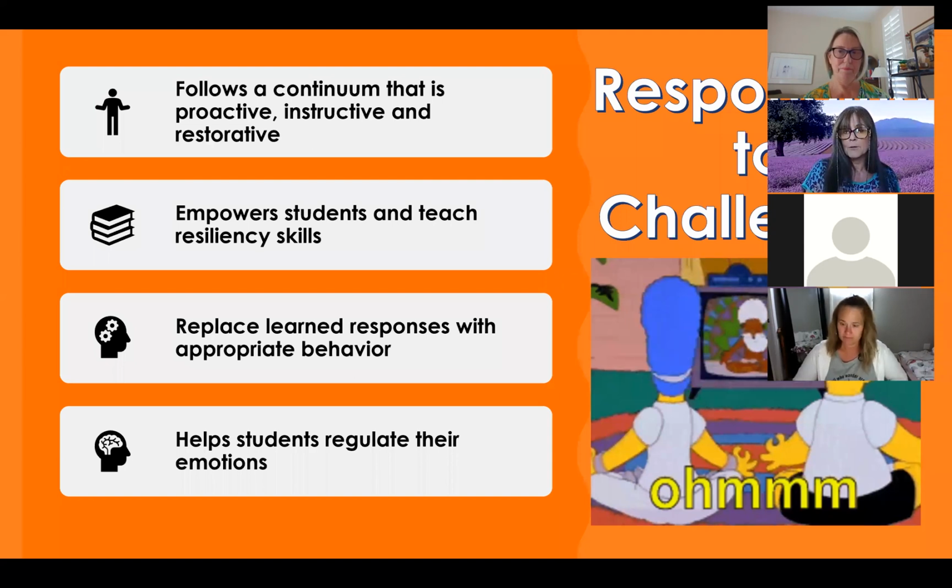It's not the hammer and it's not punishment. It's providing them all of the opportunities for them to pull themselves back and to be part of the group and engaged again in learning.